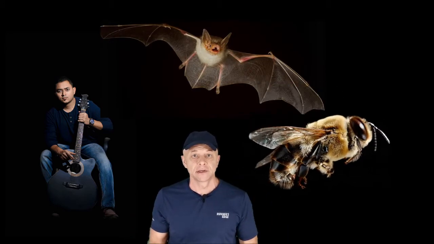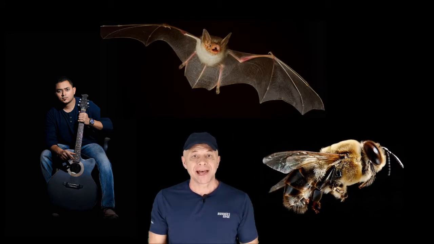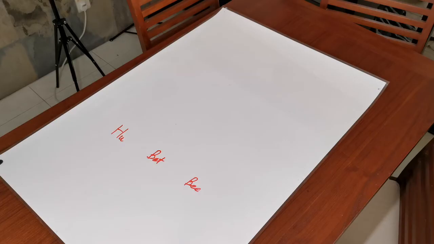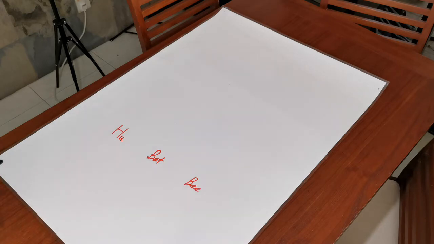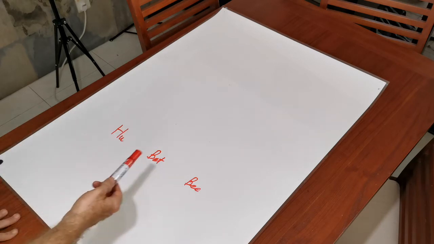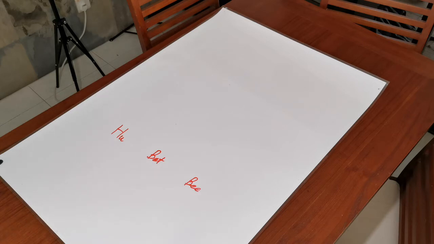Let's look at the problem in a graphical way. For simplicity, let's consider just three species: humans, bats, and bees. So here we have three groups: humans, bats, and bees. How do we decide which of these three species are more related to each other? We can look, for example, at the eyes. Humans have eyes, bats have eyes, and bees have eyes. So this trait can't help us to separate or regroup these three species.